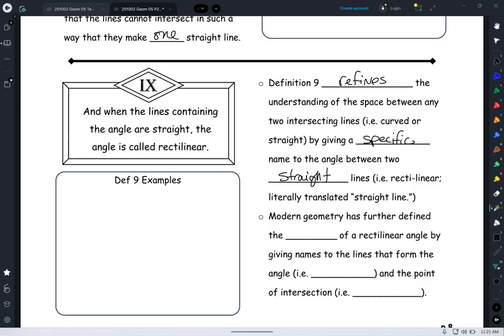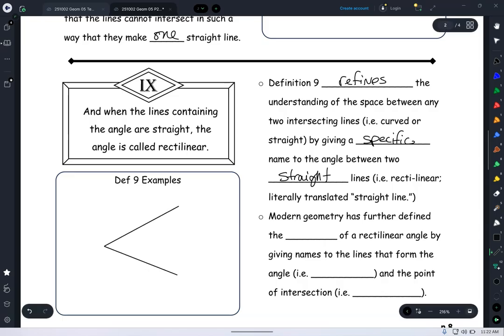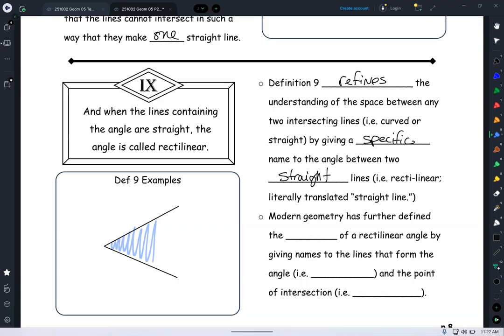So let's draw a picture of what this is going to look like. Let's just take, and we'll draw a line out here like this, and then we'll draw another line out here like this. And then let's take the space in which those lines incline toward each other in here, and let's just kind of color that like that. This space in here now is called a rectilinear angle.